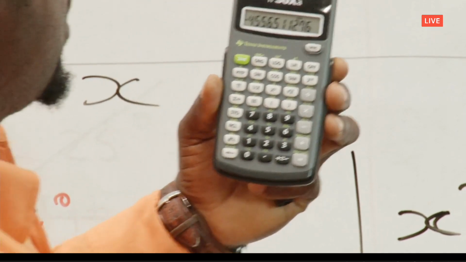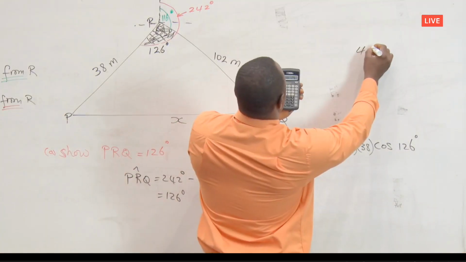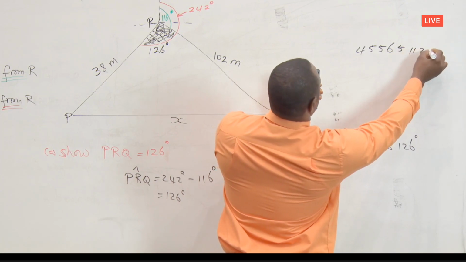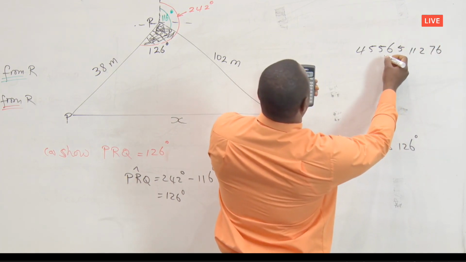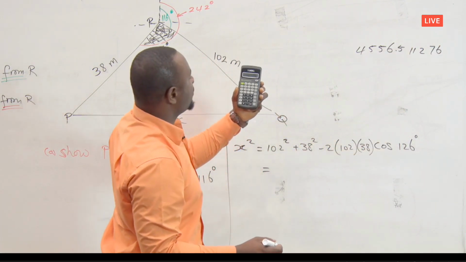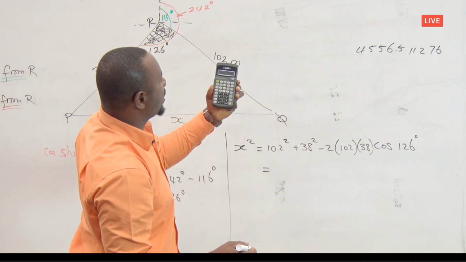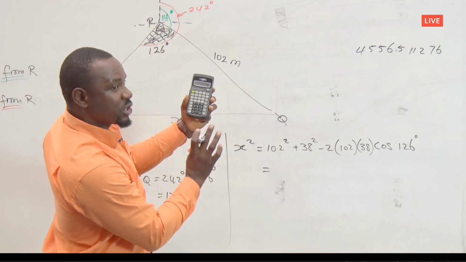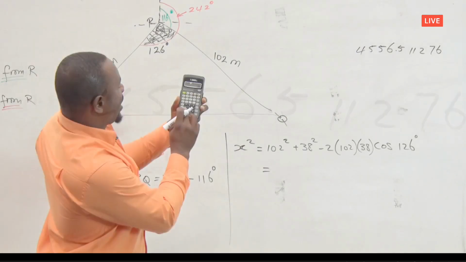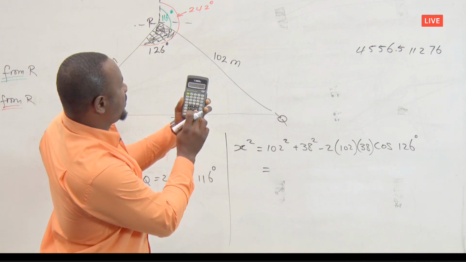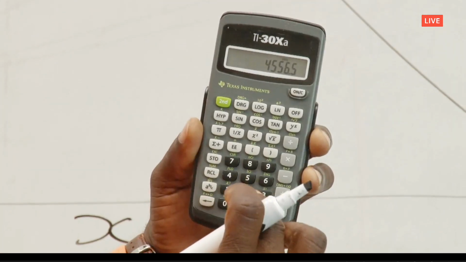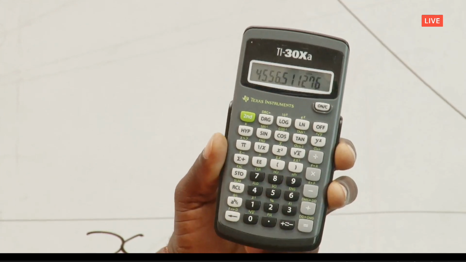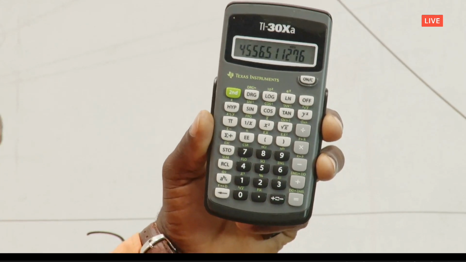Okay, so I'm going to write this down in my memory. So this will be 4, 5, 5, 6.5, 1, 1, 2, 7, 6. Let's just put that back in, and remember, it will change to a positive. So we get 4, 5, 5, 6.5, 1, 1, 2, 7, 6. So that is me changing it to positive there.